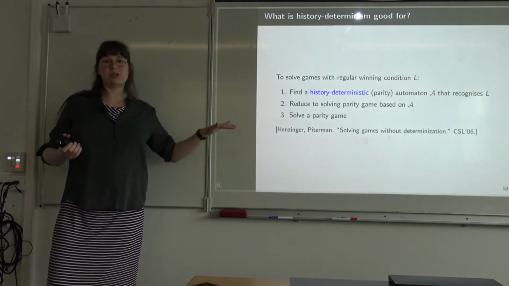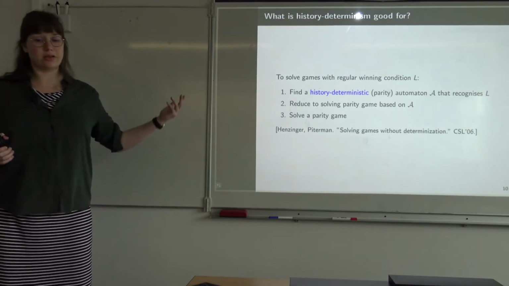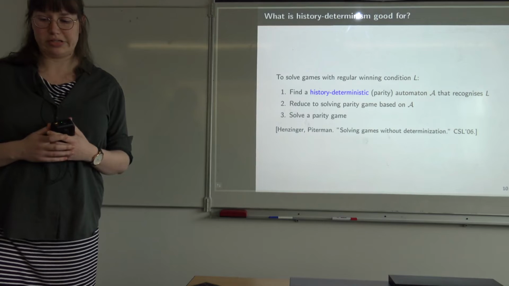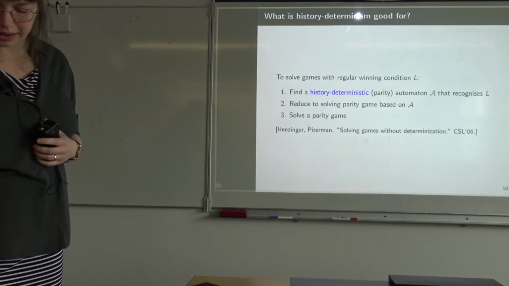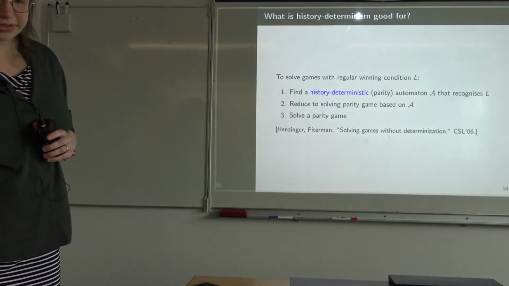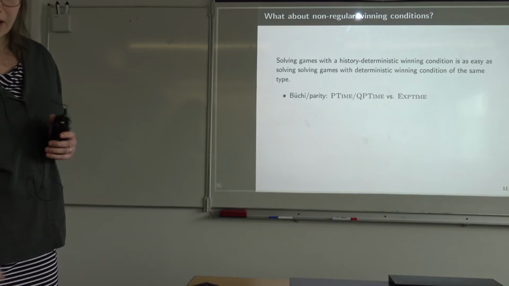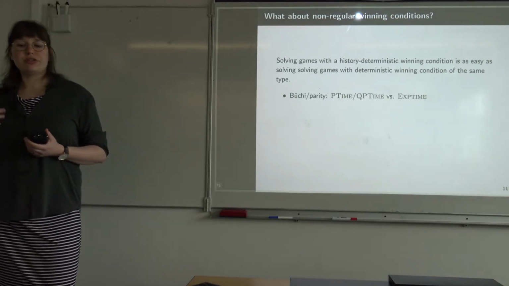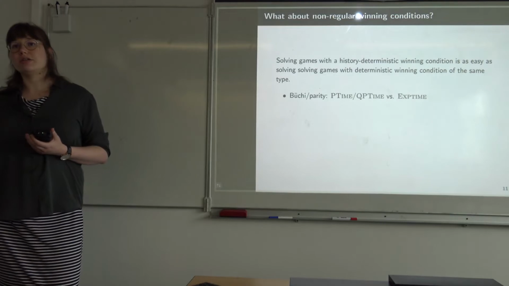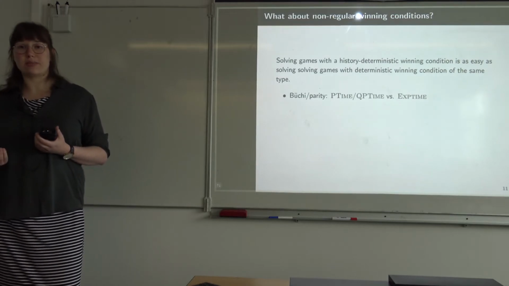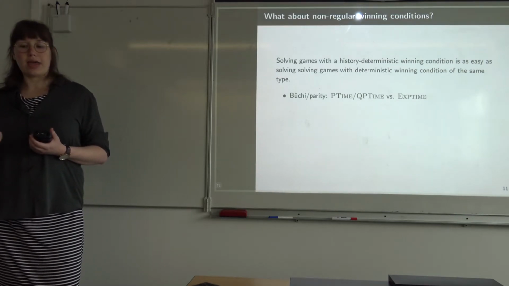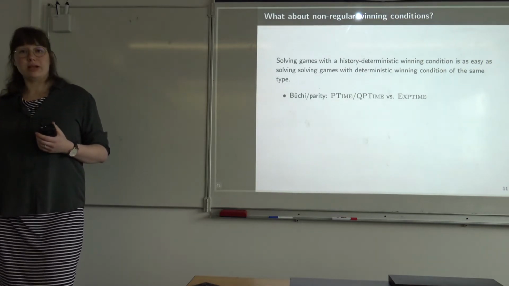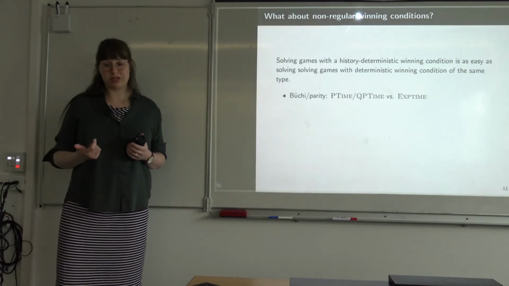So we can just substitute a history deterministic automaton and do the same thing without having to go through determinization. So that is one thing that history determinism is good for. And more generally, what this means is that if we want to solve games where the winning condition is given by a history deterministic automaton, then that tends to be no harder than solving similar games with deterministic winning conditions.